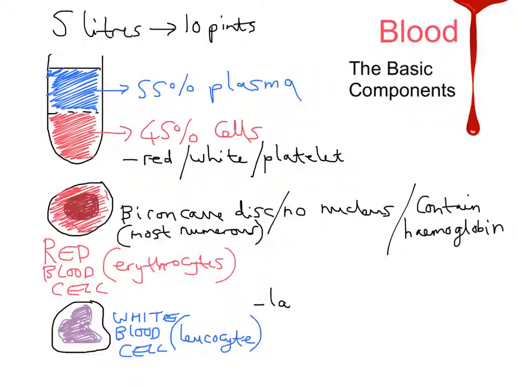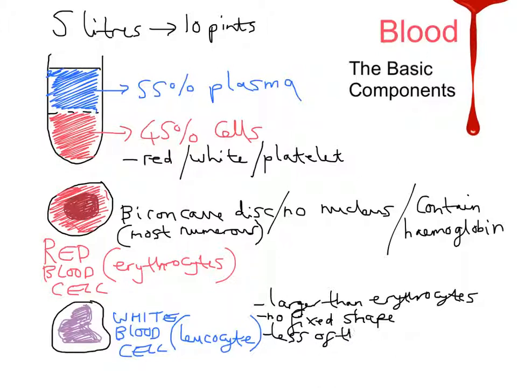So we'll make a few key notes here. These are larger than the erythrocytes, the red blood cells. They have no fixed shape. They're not like the red blood cells that have that characteristic biconcave disc. And there's actually less of them than red blood cells. They are the largest of the blood cells, but they are also the fewest. There's only about 5,000 to 10,000 white blood cells per microliter.